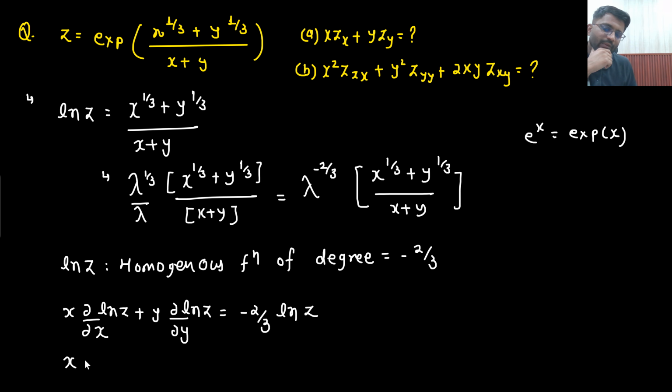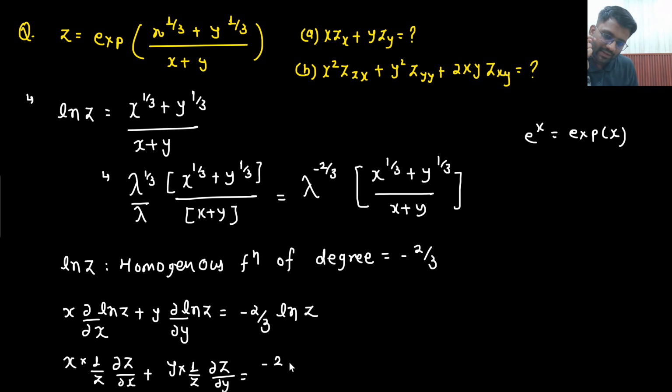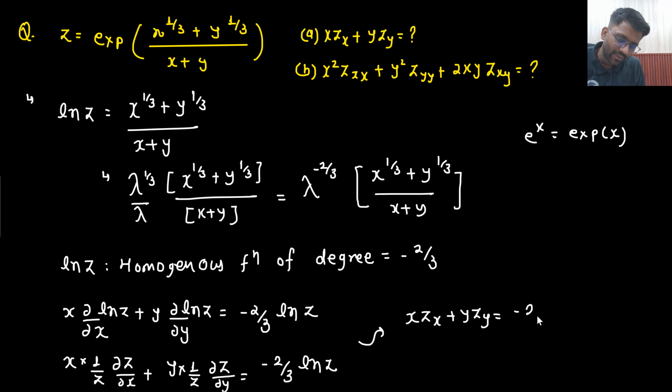x into what will this be? 1 by z, right? Differentiation of ln z will be 1 by z. x into 1 by z del z by del x plus y into 1 by z del z by del y equals minus 2 by 3 ln z. Now I can sense one thing, this 1 by z can come common, so eventually the answer I am getting is x zx plus y zy would be equal to minus 2 by 3 z ln z. That's the answer we are getting.